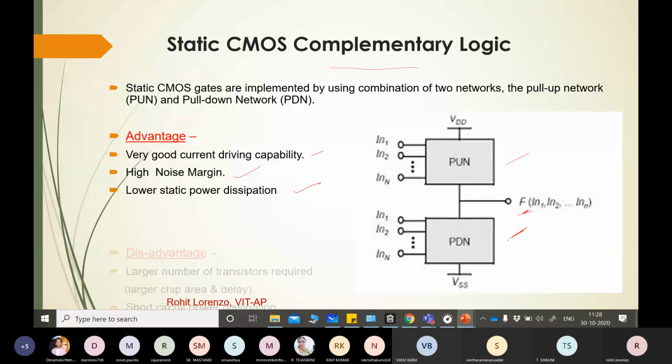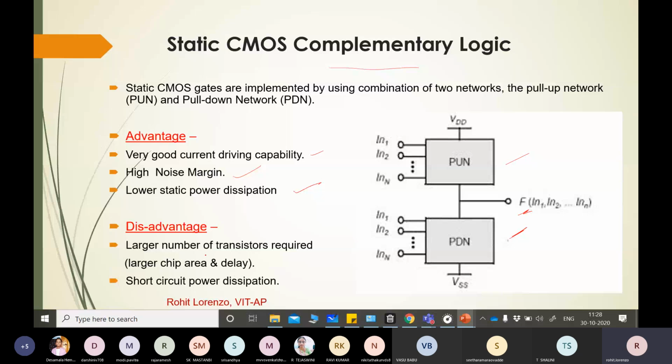The disadvantage in this technique is that a large number of transistors are required. Because of that, a larger chip area is required and delay will be more. If I have n inputs, I require 2 to the power n transistors. Suppose I have one input, then it will require one PMOS and one NMOS. If I have two inputs, that means 2 into 2, so in total I require 4 transistors, that is 2 PMOS and 2 NMOS. So this technique requires larger area. Another thing is short circuit power dissipation in this technique.